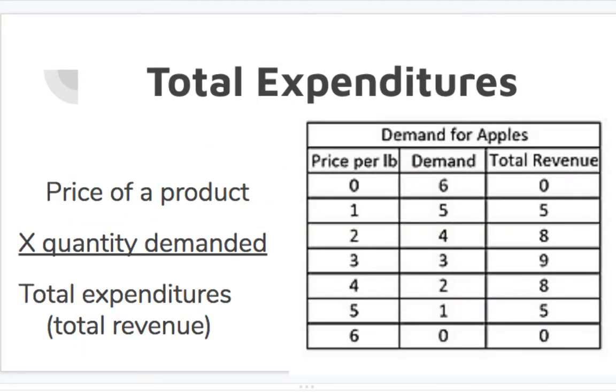So let's look at it from the perspective of charts and graphs. This is the total expenditures chart for the demand of apples. The price of the product times the quantity demanded is the total expenditures, or the total revenue. So the price per pound is 0, that would be a demand of 6, so you'd have a total revenue of 0. If the price was $1, there were 5 demanded based off the chart, so it'd be a revenue of 5. If we continue down here, we see that the best amount we're looking for is selling 3 pounds, a demand of 3 pounds at $3. So we would make the most revenue or cash flow from that.